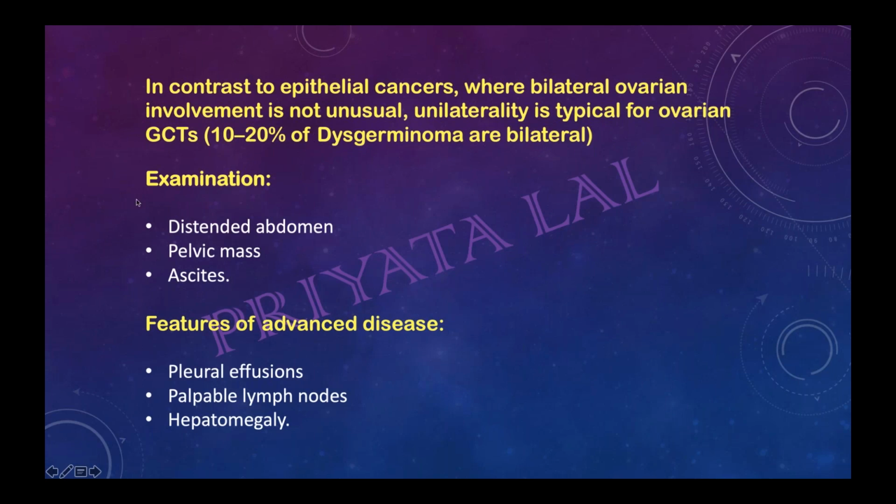This is from Strategy. Now, how they will present: distended abdomen, pelvic mass, ascites. If it is advanced disease, there could be pleural effusion, palpable lymph nodes, and hepatosplenomegaly. Nothing more there. The very important part to remember is that dysgerminoma, in 10 to 20% of cases, could be bilateral.